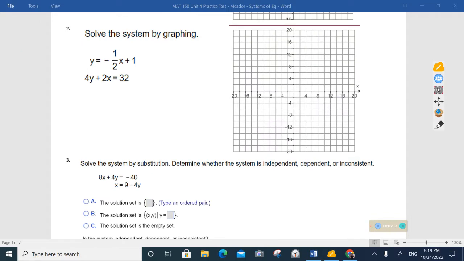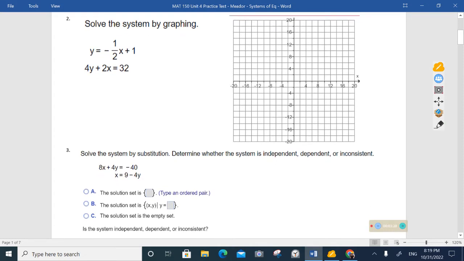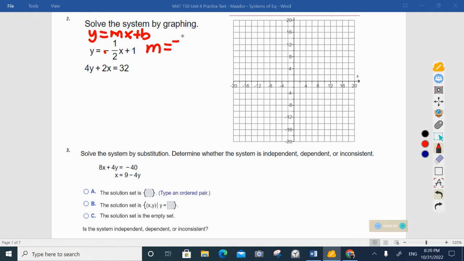All right, question number 2 also says solve by graphing. Now, I'm going to graph the first one using y equals mx plus b. Sorry, it's acting a little silly on me here. Sorry about that. Maybe I need to do this. So y equals mx plus b, where m is your slope and b is your y-intercept. So in this problem, our slope is -1/2, and our y-intercept is +1.